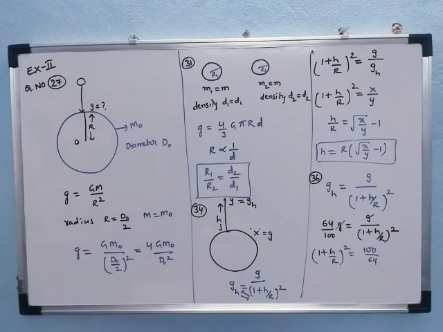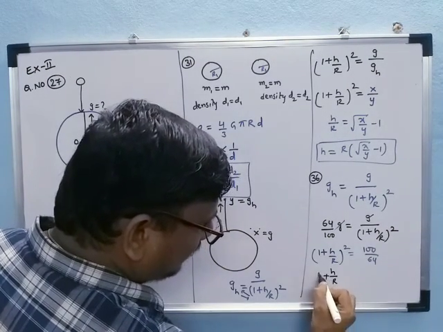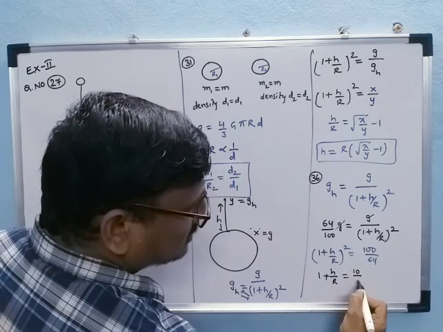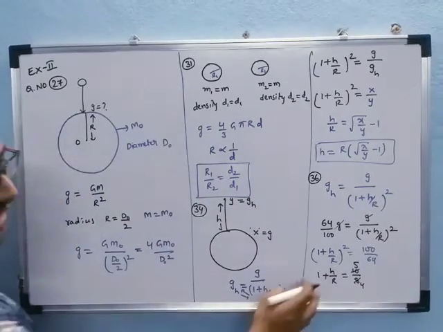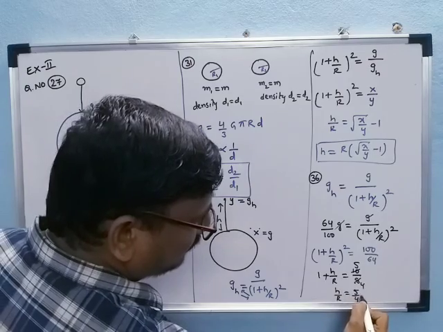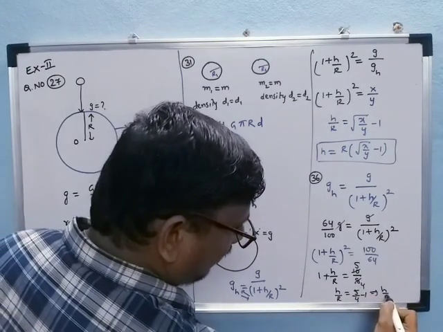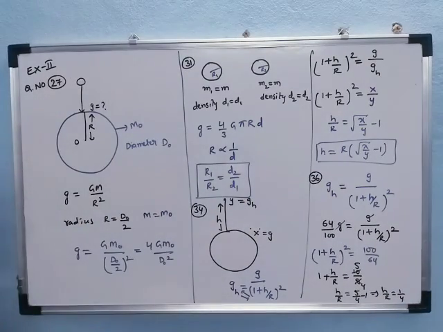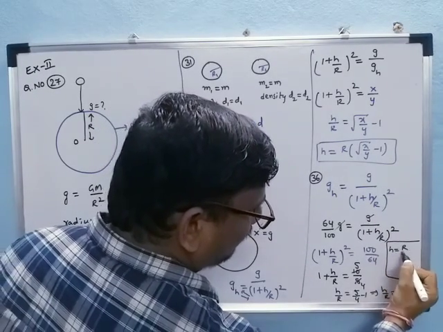On this side we take the root. So 1 + h/R is equal to under root of 100 by 64, which is 10 by 8, that is 5 by 4. Then the plus 1 goes to the other side as minus 1. h/R is equal to 5/4 minus 1. Taking the LCM, h/R is equal to 1 by 4. Taking the cross multiplication, h is equal to R by 4.